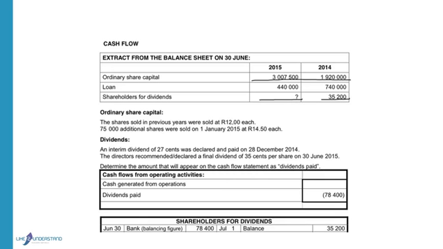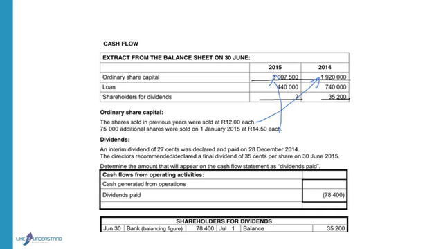They tell me that the shares that were sold in previous years, so the shares up to the end of 2014, were sold at 12 Rand each. The 75,000 shares that were sold in the current year is now included in this closing balance. Then an interim dividend was declared.